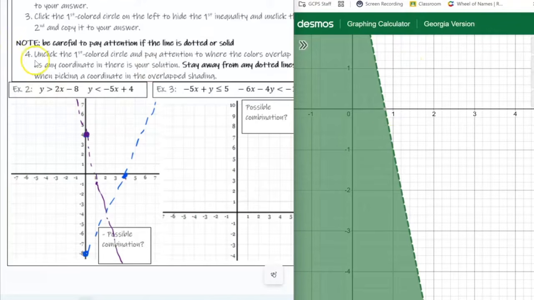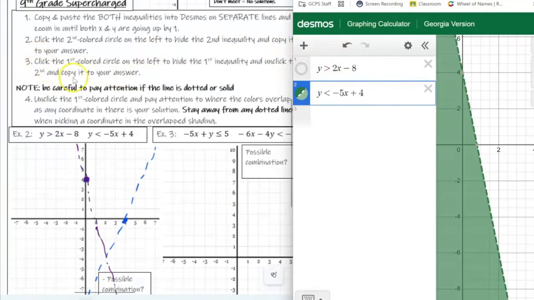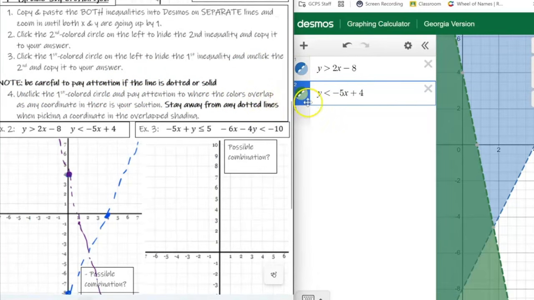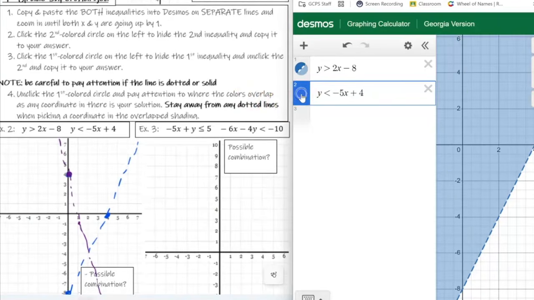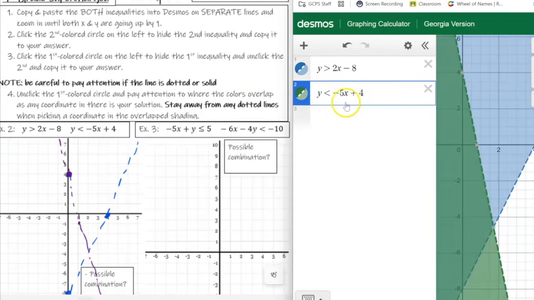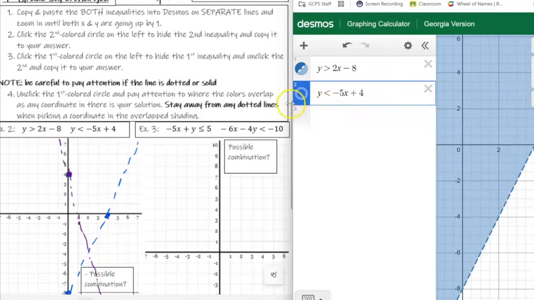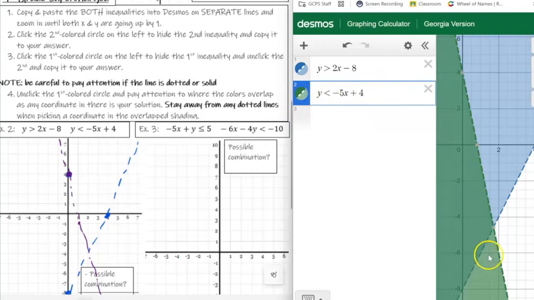Okay, now once I've done that, it says, so I'm going to put this back, click the first one that I did. Note, be careful to pay attention as to whether the line is solid or dotted. I put in dotted on mine, so hopefully you've put in yours. Unclick the first colored circle, so unclick that, and pay attention to where the colors overlap. So where does green overlap, go over where blue is. So you can see if I unclick this, this is all blue. Where does green overlap that? Right here. Green does not overlap blue right here, because you see where it's kind of darker is where the overlap is. And I'll show you.